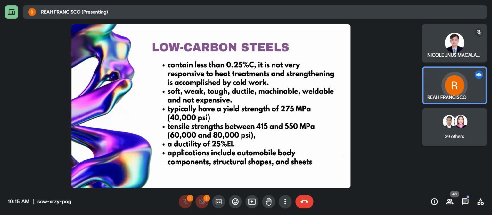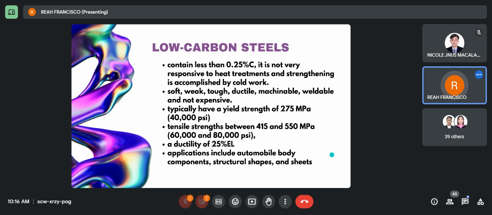It is not very responsive to heat treatment, and strengthening is accomplished by cold work. And it is soft, weak, tough, ductile, machinable, weldable, and compared po sa ibang carbon steels, it is not expensive. Typically, it has a yield strength of 275 MPa or 40,000 psi, and its tensile strength is between 415 and 550 MPa, which is 60,000 to 80,000 psi. And its ductility is 25%.